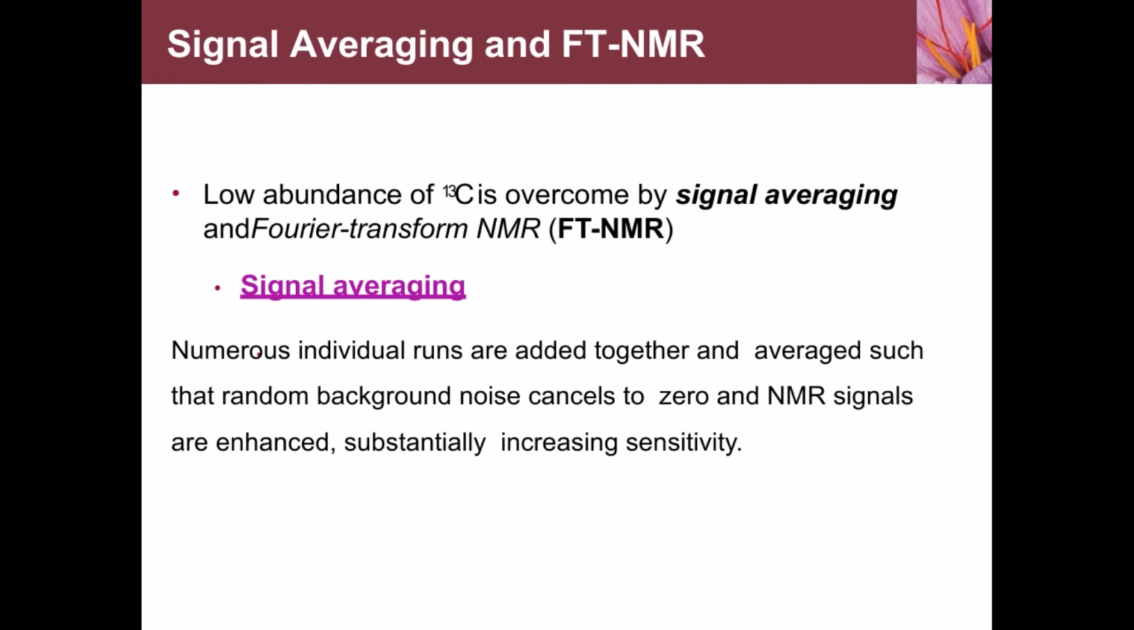FT-NMR, that is Fourier transform and signal averaging, is used due to the low abundance of C13. In signal averaging, numerous individual runs are added together and averaged, such that the random background noise cancels to zero and the PMR signals are enhanced substantially, increasing the sensitivity of the signal.